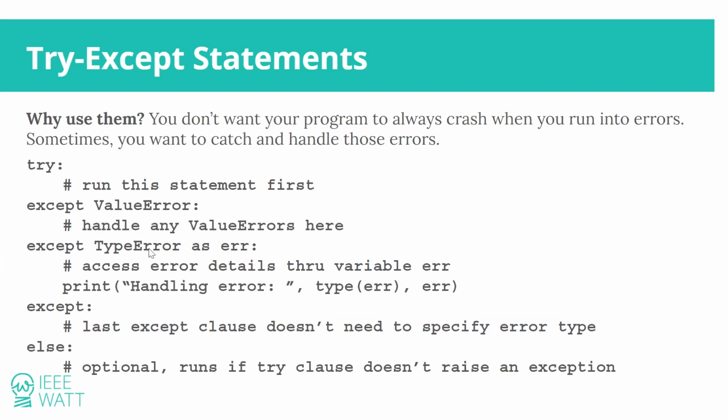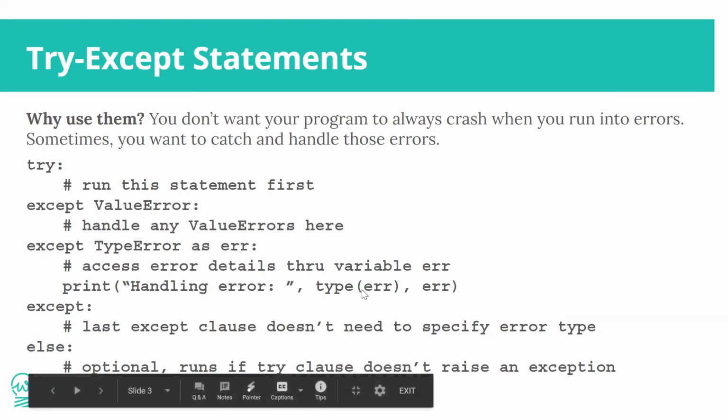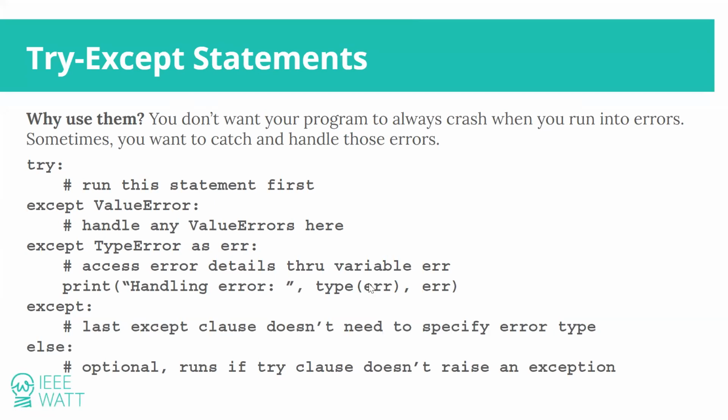And then you could also use this clause where you have the type of error you're catching, and then as error. This will create a variable error, which is an object Python has to handle errors. If you printed the statement like this, it would print out details about the error.